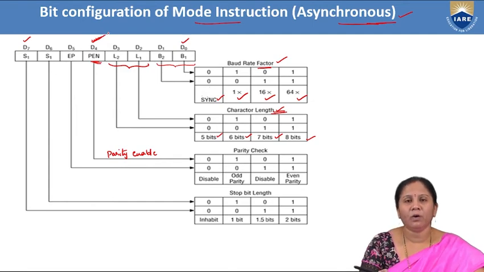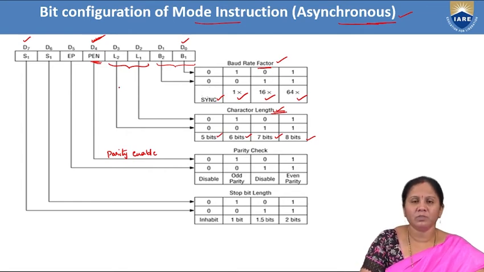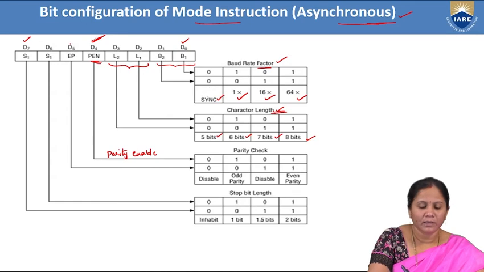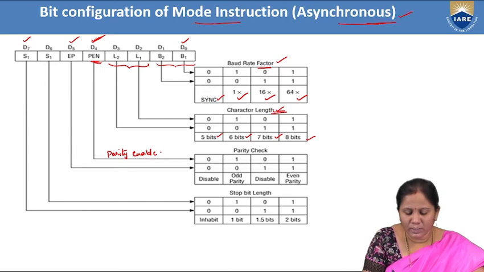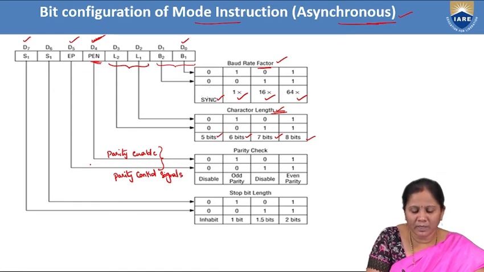Okay. So generally we have to send the parity bit in order to detect the errors that are present at the receiver end. So in order to do that, we have to use this PEN signal and this D5 bit, EP. So here this EP represents... so generally these two are called parity control signals. Okay. So this EP represents enable parity.